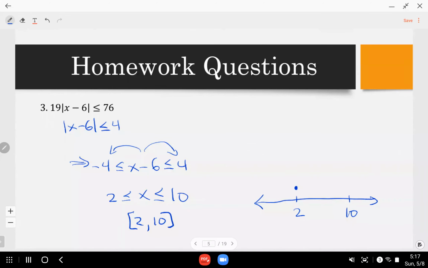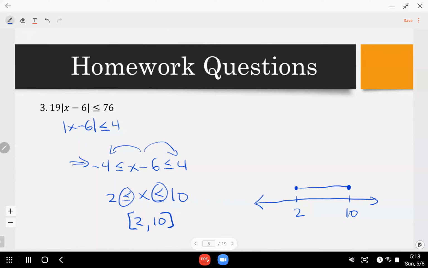The closed circles are for the less than or equal to, because it can be equal, it can be included, right? If it's strictly between 2 and 10, then it's not included. But if x is greater than or equal to 2 and less than or equal to 10, then they can be included because it can be equal to 2 and 10. So we're going to have this.